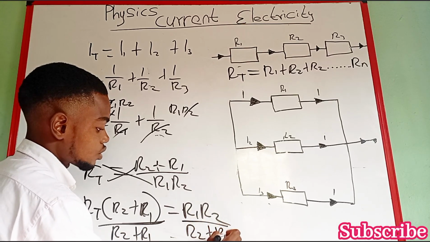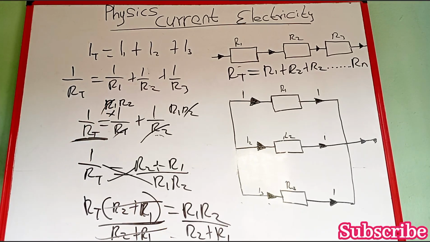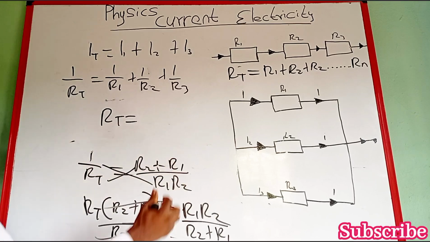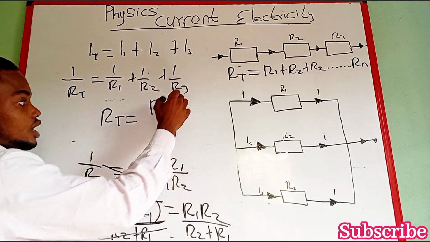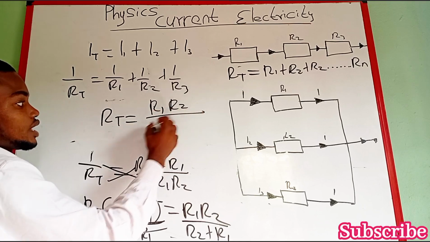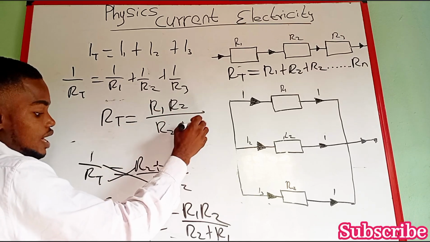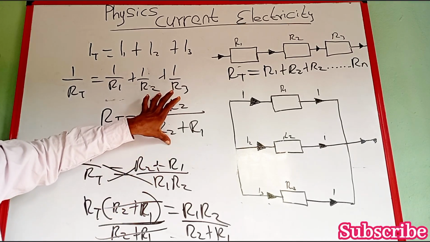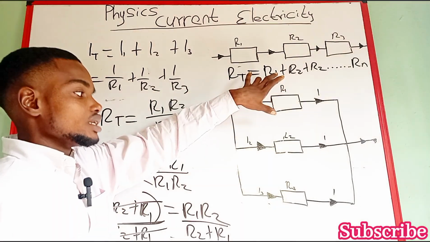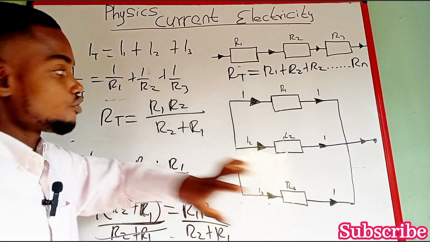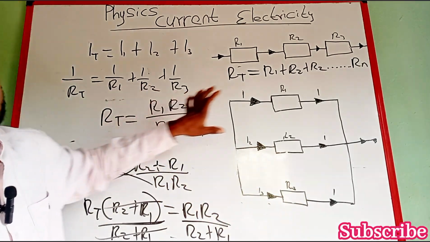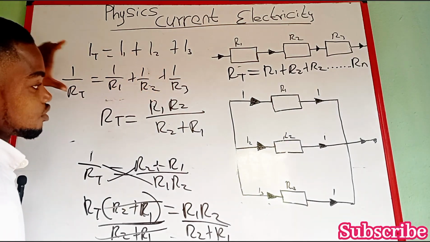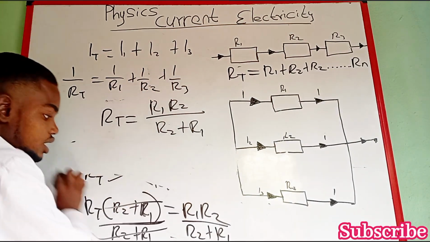R2 plus R1. Now, when you cancel this, you find out that the total resistance is also equal to the product of the resistances divided by the sum of the resistances, provided that there are only two resistances here. Now, why did I say so? If there are three, the formula you're going to derive here is going to be very long. So we have to leave it in fractional form. So that is it for the formula we have.